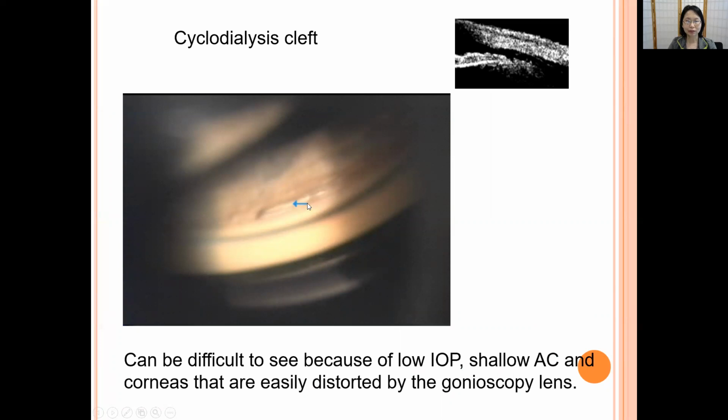Here you see a smaller cyclodialysis cleft indicated by the blue arrow. Keep in mind that these can be difficult to see because of the low IOP, shallow anterior chamber, and the cornea is more likely to be distorted by the gonioscopy lens. So sometimes you do have to fill these eyes with viscoelastic to be able to see it better.